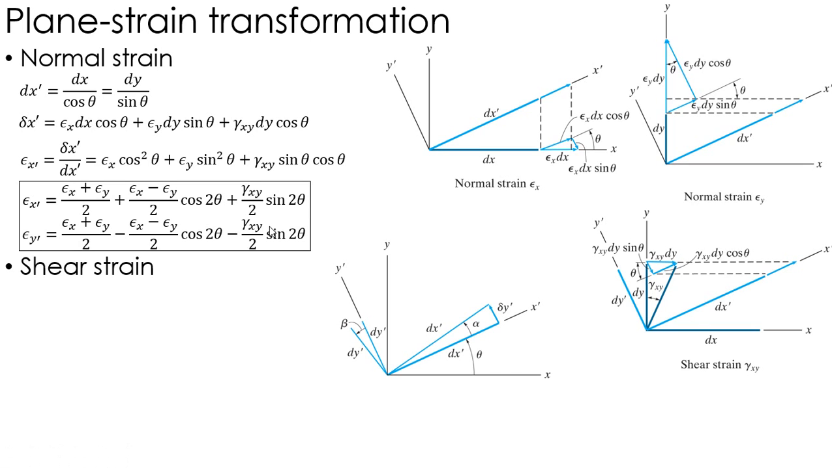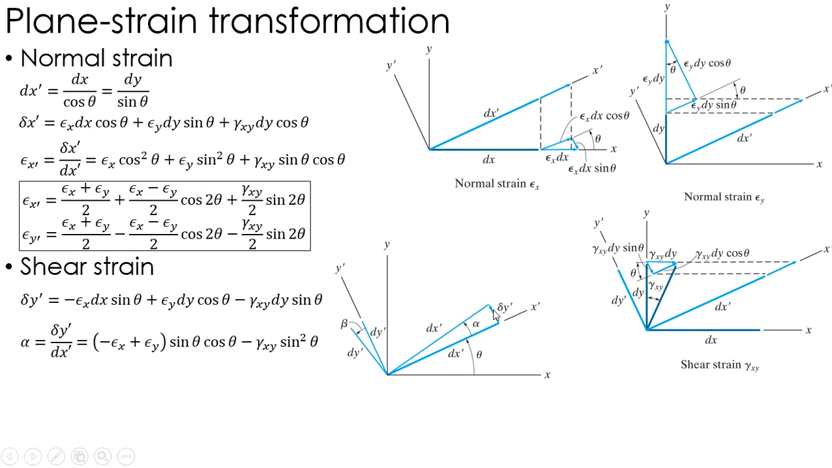Now let's look specifically at the shear strain. Again, shear strain is a change in angle, right? So I'm going to start with finding delta y prime, which is this line right here, which is essentially equivalent to all of the changes in the y direction. So I've got my y component here: epsilon dx sine theta, epsilon dy cosine theta, and then gamma dy sine theta. That's my change in y prime, adding up all of those components.